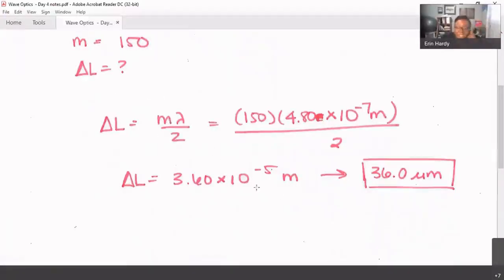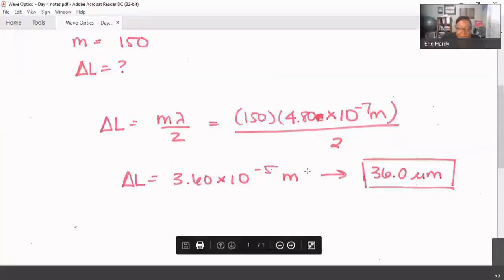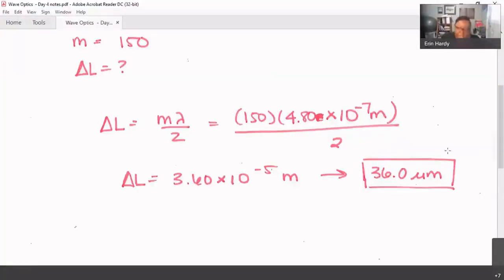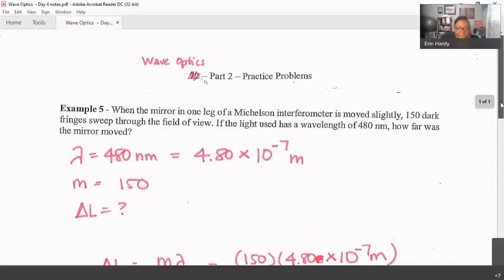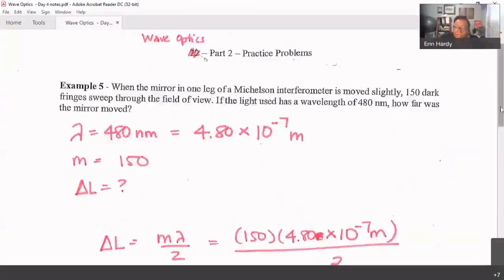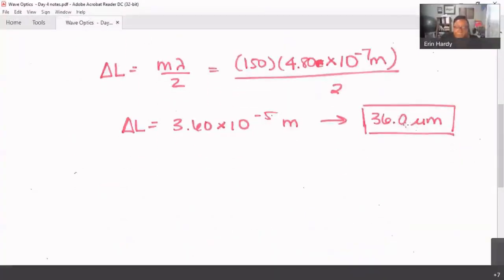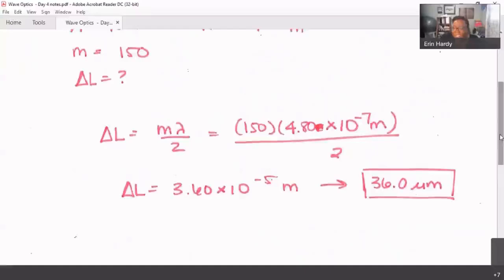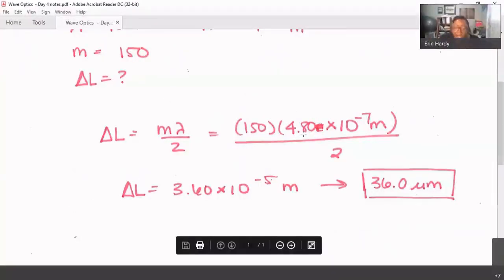So all we have to do here is just plug and chug. We have our half wavelength multiplied by the number of dark fringes that you can observe. And what we end up with here is 3.60 times 10 to the negative 5 meters. That would be 36.0 micrometers if we were sticking to sig figs. And we have just 2 of them to work with here, so this should just be 36 without the 0.0. So that's a change, and I can get rid of this little typo here.